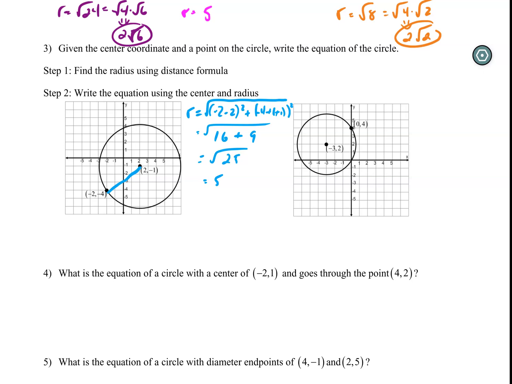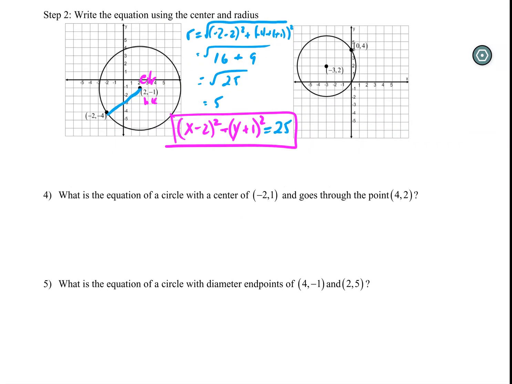And once I have that, I can just simply write my equation, because here's my center. Right? This is my center. I have an h and a k value. So it's going to be x minus 2 squared plus y minus -1, which is plus 1 squared. And that whole thing is going to equal 5 squared, which is 25. And there you go. There's your answer. That's the equation of your circle. All right? Not too bad.